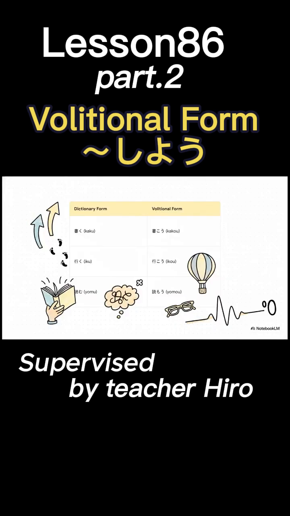Let's look at a few more so you can really hear it. Iku, to go, becomes ikoo, let's go. Yomu, to read, becomes yomoo, let's read. You can hear that distinct o-o sound at the end of every single one. That is your signal for a volitional u verb.